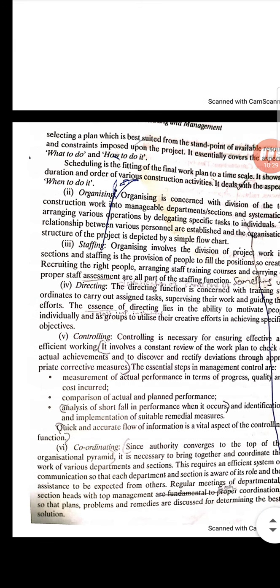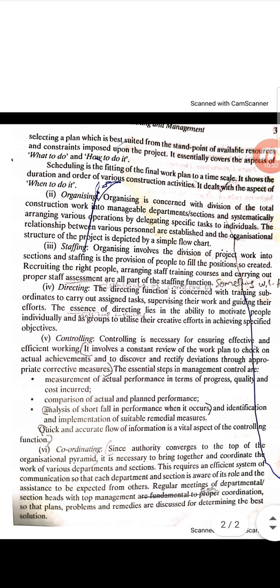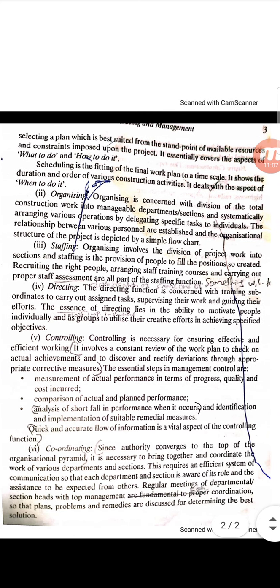Now moving on to our last function, coordinating. See, coordination plays a very important role in the functions of construction management. Coordination from the top management to the bottom management, that is from subcontractor to the client or owner. Coordination brings together and coordinates the different departments and sections, because basically this requires an efficient system and communication. If a communication gap is there from the high level authority to the low level authority, then obviously you'll have so many constraints in the project.